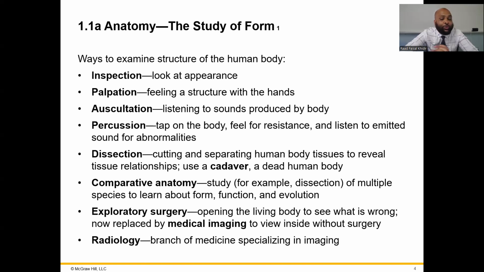Alternatively, what do they do? Imaging. They do diagnostics. They do imaging, but in order to detect an increase in the size, like splenomegaly or hepatomegaly, they do ultrasound. Then there's dissection. Dissection is the cutting and the separating of the human body tissues to reveal the tissue relationship using a cadaver, a dead body.